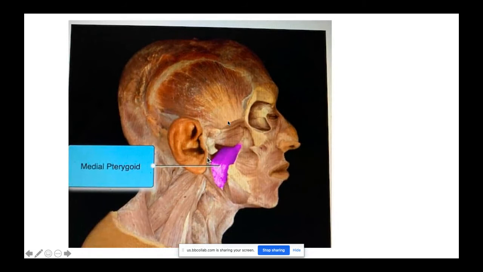Okay. Now this one's the medial pterygoid, right? Lateral pterygoid is up here. Here's the medial pterygoid. Here's the buccinator. Here's the orbicularis oris. And we'll talk about these eye muscles in a little bit. There are some 6 major eye muscles, which we'll get into.